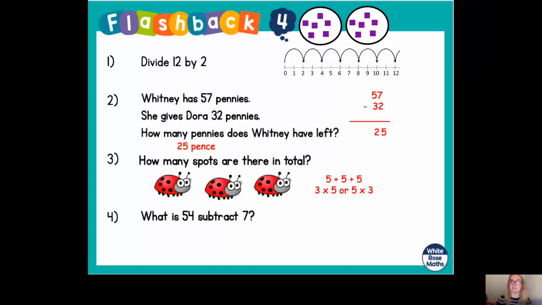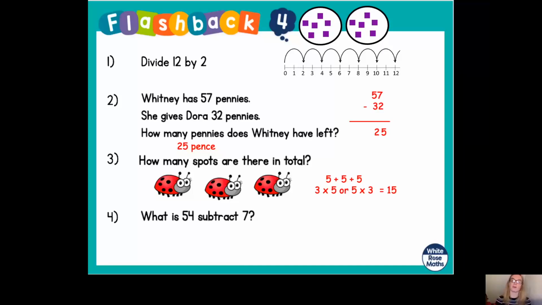Are you ready to count up in steps of 5? 3 times. Okay, 5, 10, 15, stop. We've counted 3 steps. And what number did we get to? Yes, we got to 15. Fantastic. So there are 15 spots in total on the 3 ladybirds.